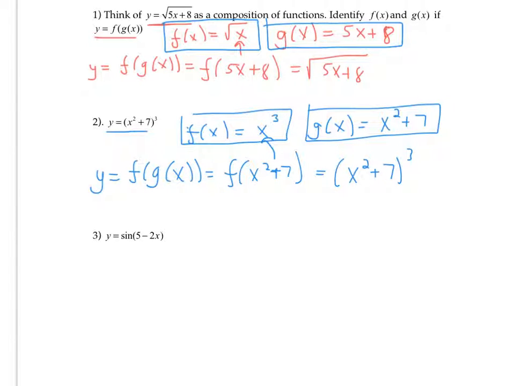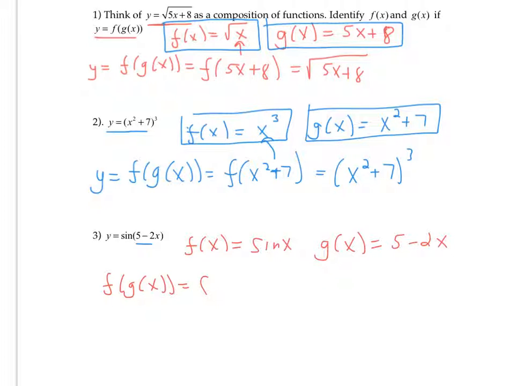Okay, one last one with the trig function. We have y equals the sine of 5 minus 2x. So the outer function, f of x, will just be sine of x. And the inner function, the inside function, g of x, will be 5 minus 2x. Again, test it out. F of g of x equals f of 5 minus 2x. And that's equal to the sine of 5 minus 2x.